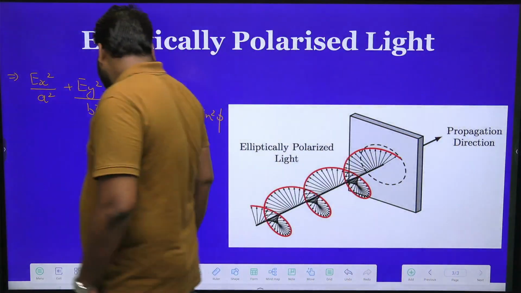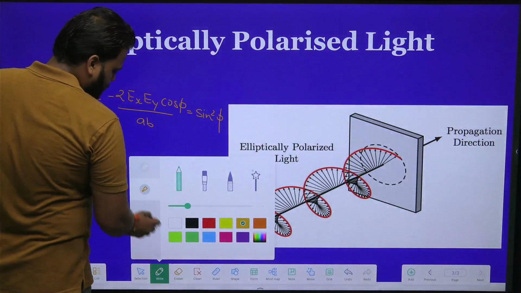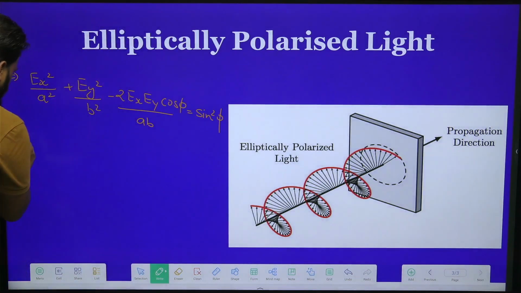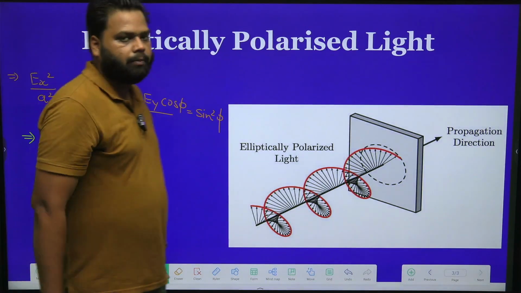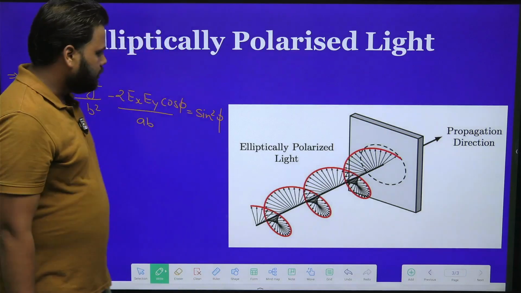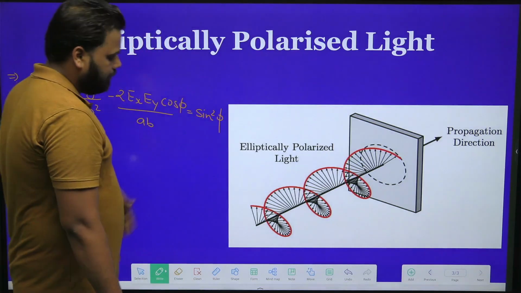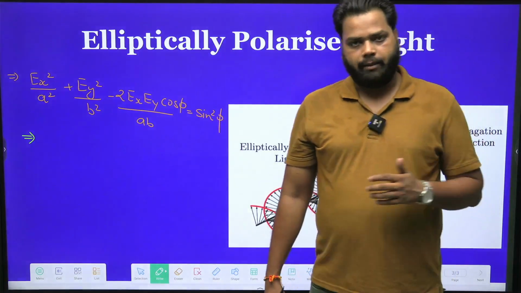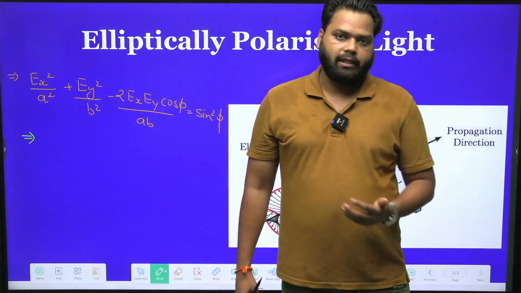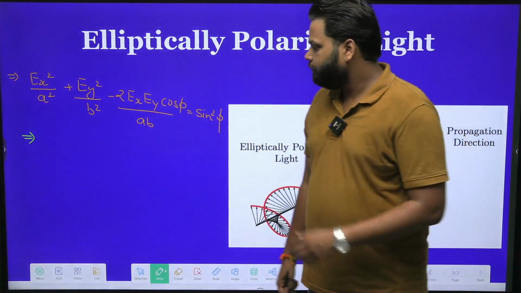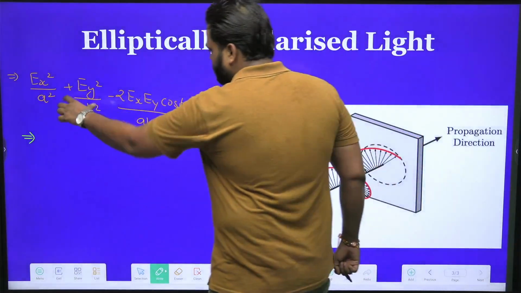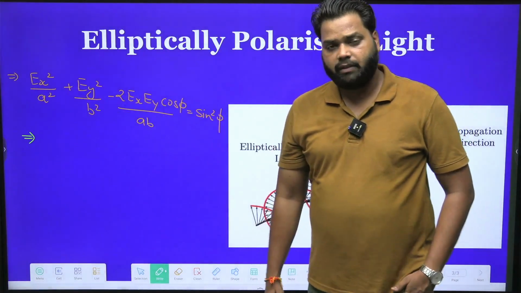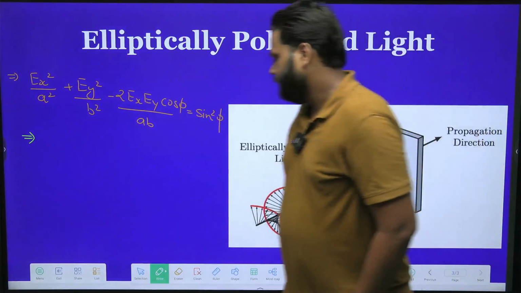Now, further, by imposing conditions on the phase difference as well as on the amplitude, we get different types of polarized light. Like in video number 2, we have seen that if the phase difference is 0 degree or nπ, we get the plane polarized light. In the last video, I told you if the amplitudes A and B are the same, and we put φ as π/2, that is 90 degrees, we get the circularly polarized light.